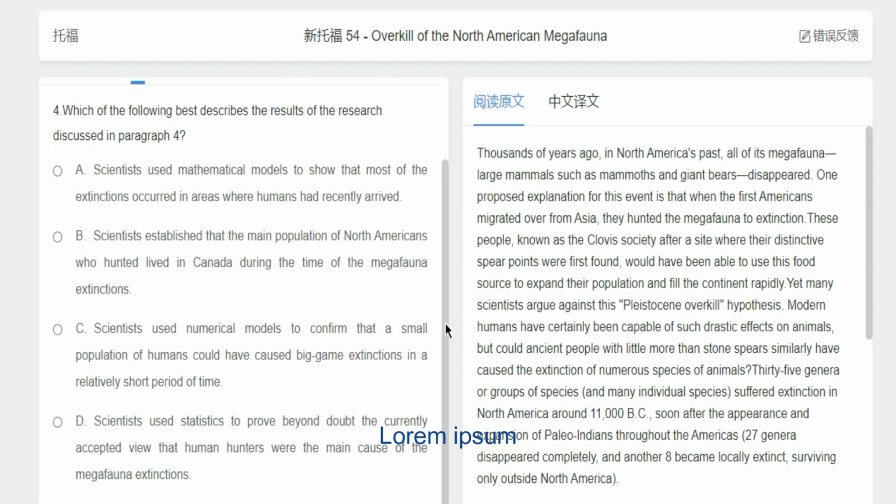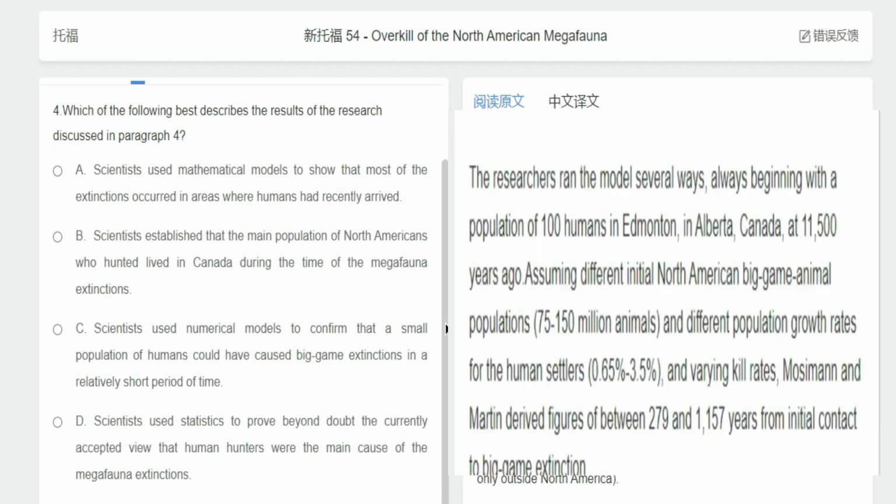Number 4, Martin ran the model several ways, meaning that he changed the parameters, yet the result is basically the same.